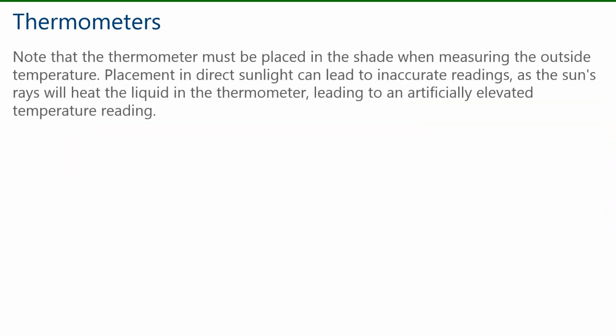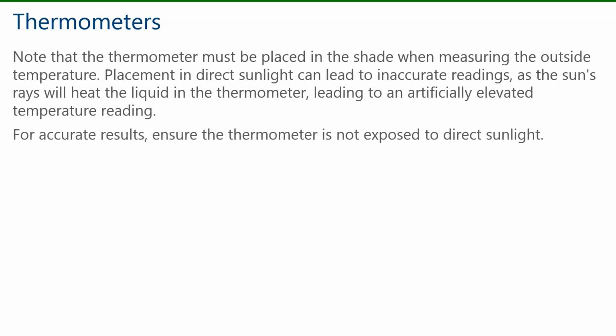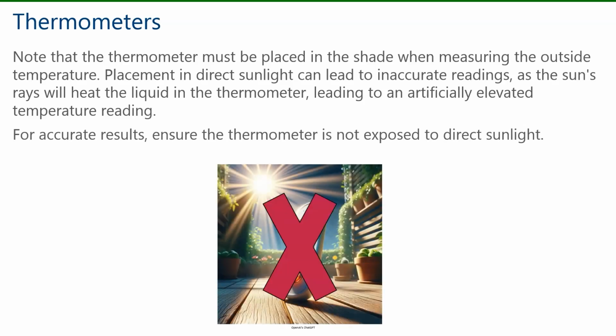Note that the thermometer must be placed in the shade when measuring the outside temperature. Placement in direct sunlight can lead to inaccurate readings, as the sun's rays will heat the liquid in the thermometer, leading to an artificially elevated temperature reading. For accurate results, ensure the thermometer is not exposed to direct sunlight.